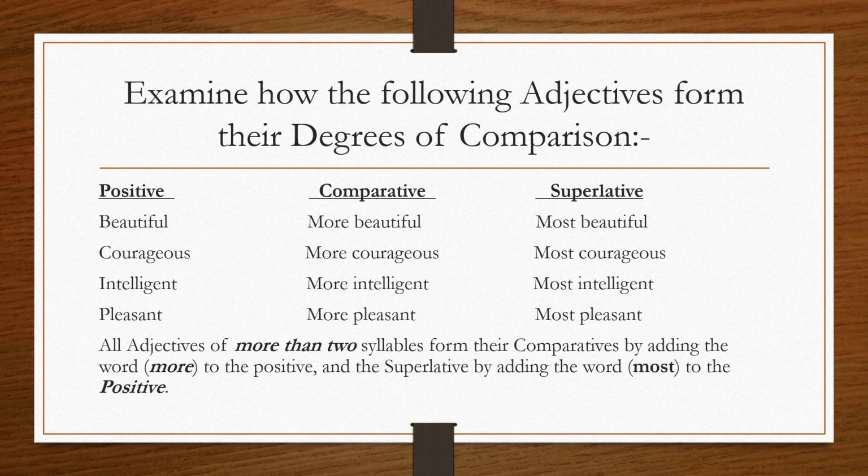Now, all adjectives of more than two syllables form their comparative by adding the word more to the positive and the superlative by adding the word most to the positive. So remember that if an adjective has more than two syllables, remember to add more to the comparative and then most to the superlative. It is very simple.